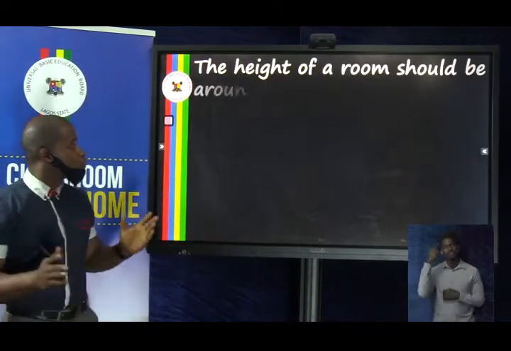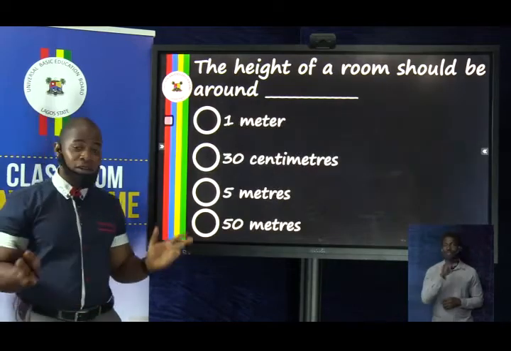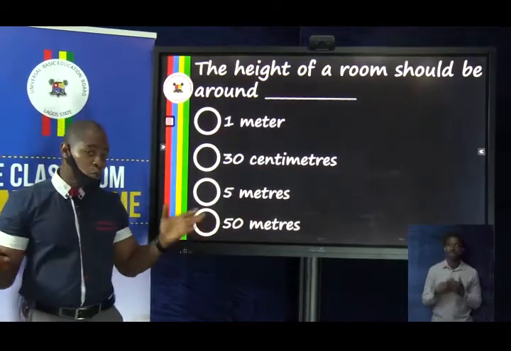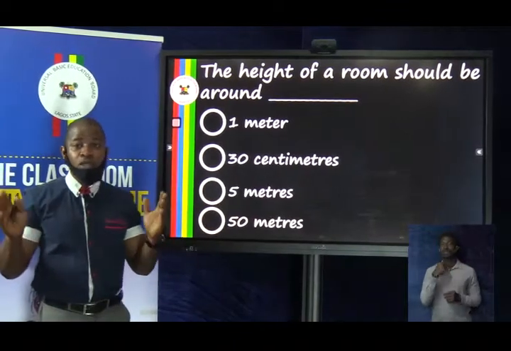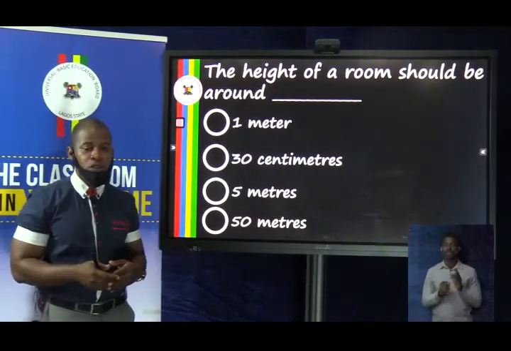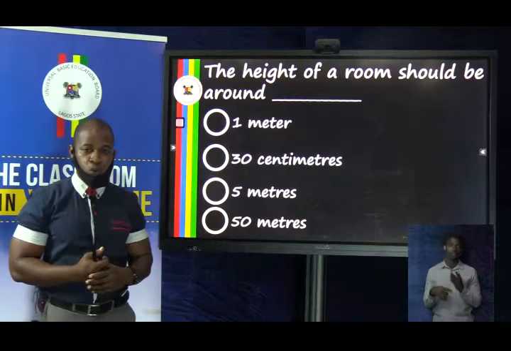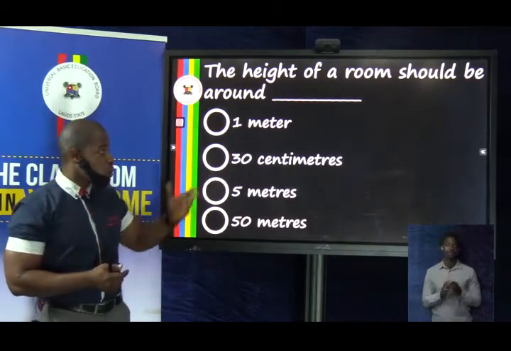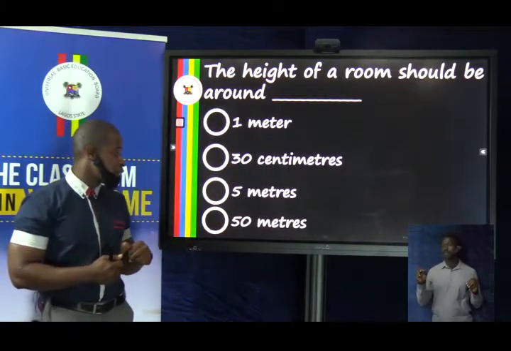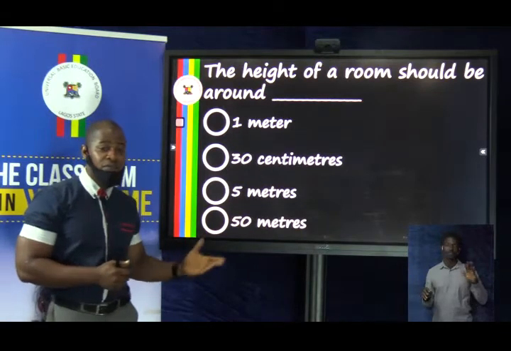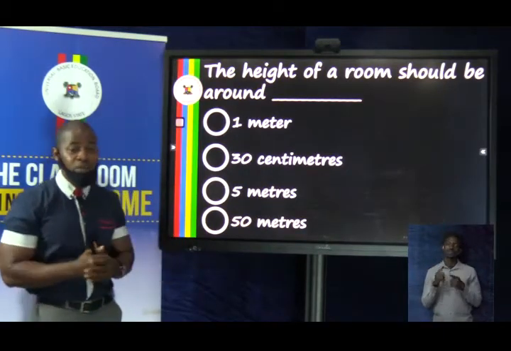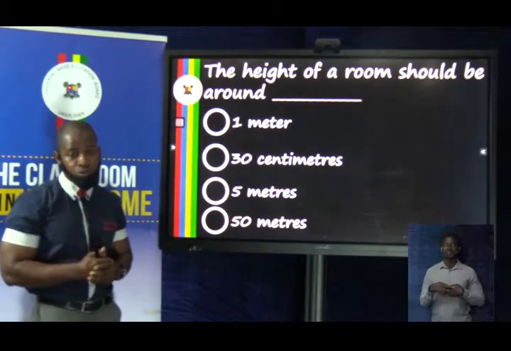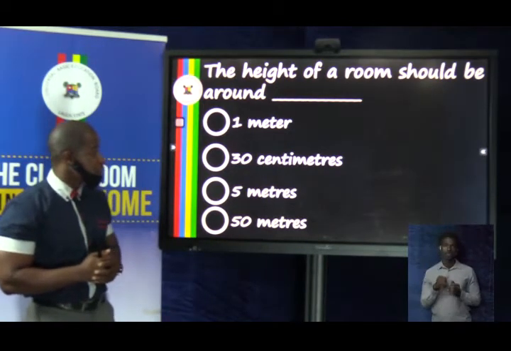Now the final question for today says, the height of a room should be around what dimensions? If somebody comes to you and tells you, my room is as tall as, and gives you a dimension, which of these would be logically correct? Is it 1 meter? Is it 30 centimeters? Is it 5 meters? Is it 50 meters? Which one of them is likely going to be the height of a room? Okay, so think about it.